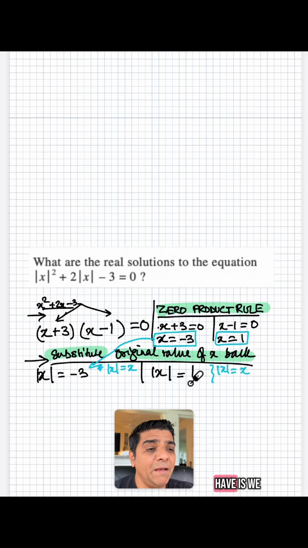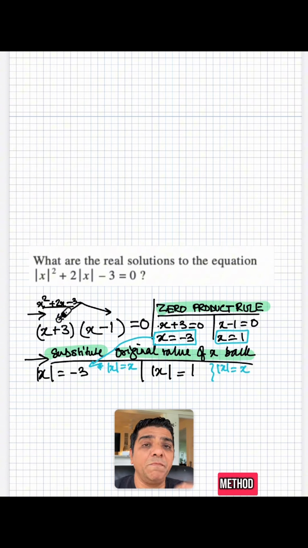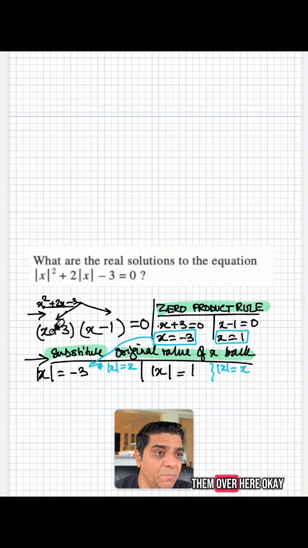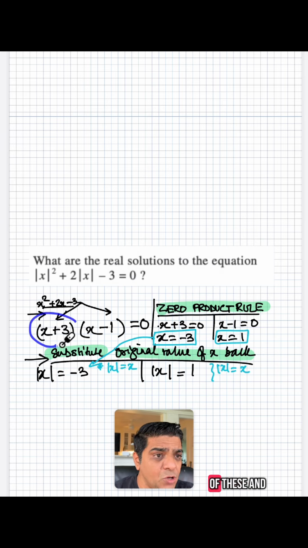So we take the a squared plus 2a minus 3, and I open two parentheses, put an a here and an a here, and then the numbers 3 and -1 over here, and that's of course equal to 0. Now remember the zero product rule, so we take each of these and set them equal to 0. So we have a plus 3 equals 0 and a minus 1 equals 0. Now let's solve those. So now we have a equals -3 and a equals 1.